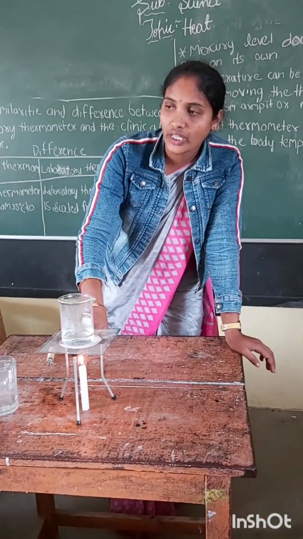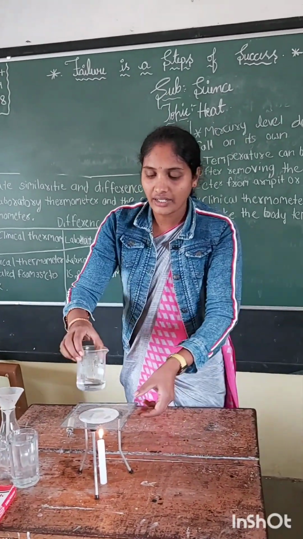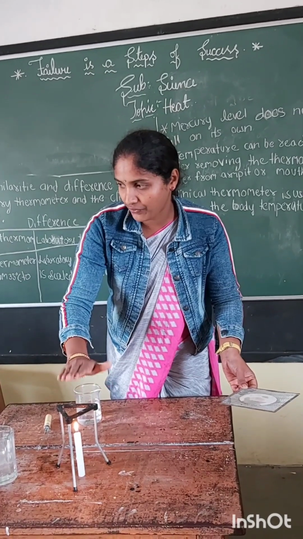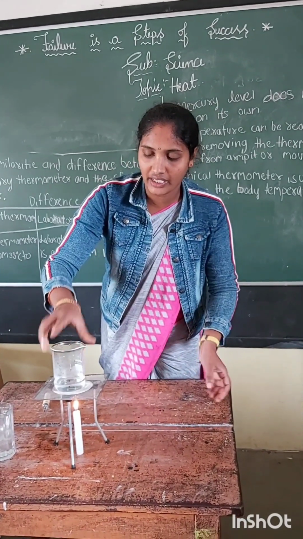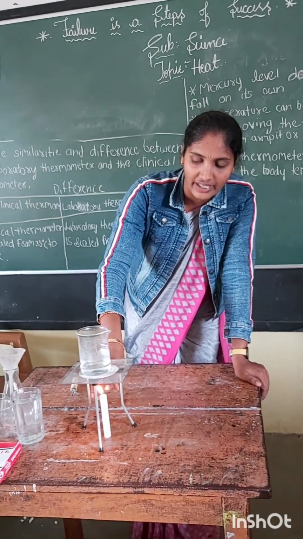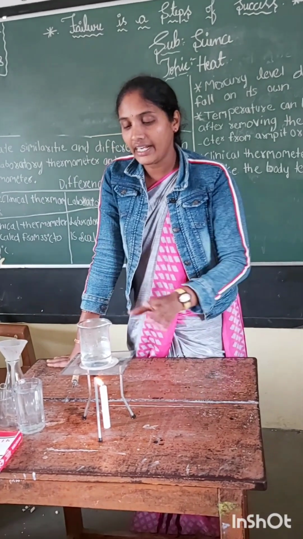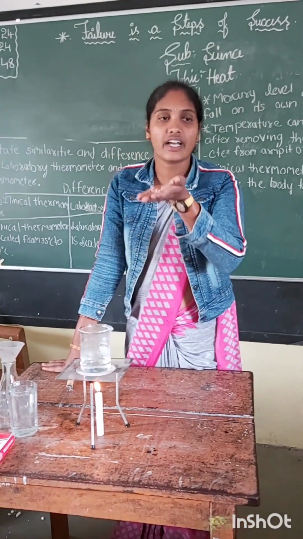Heat transfer to the colder end, that is called conduction. See here, this is the hotter end. Here we have the colder end first. After that we kept another beaker here. This is the hotter end. The transport of heat from the hotter end to the colder end, that is called conduction.